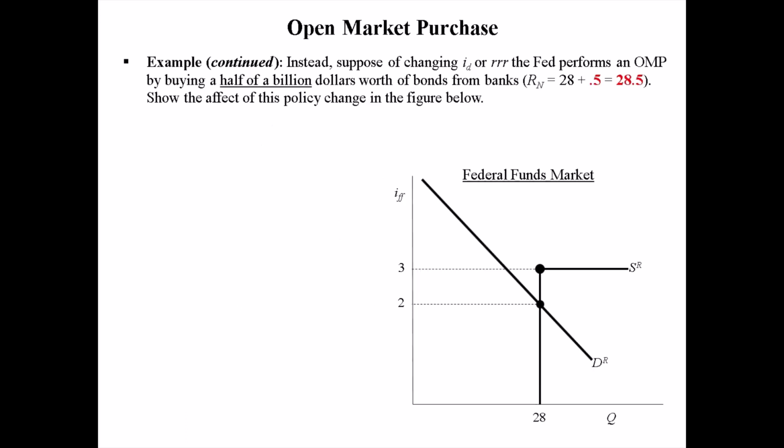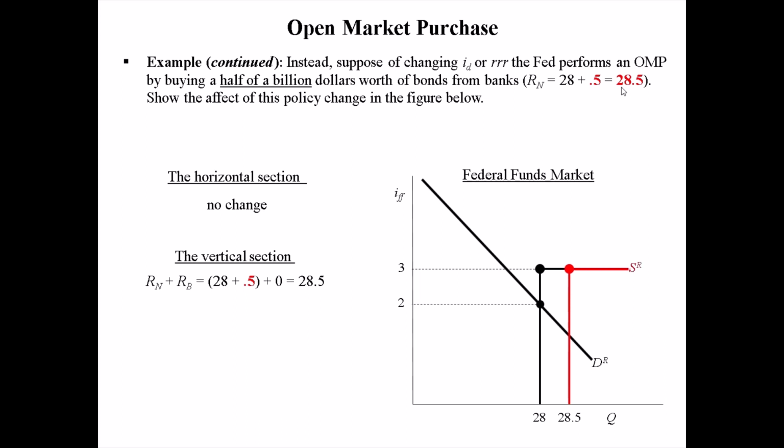So let's go through an example here. So the Fed is doing an open market purchase. It's increasing non-borrowed reserves from 28.5, right, by buying bonds from banks. Banks get cash, Fed gets bonds. So there's no change in the horizontal section, but the vertical section shifts the supply curve to the right. And the new equilibrium with our original demand curve that we derived is 1.5. So this is how the Fed pushes down interest rates from 2 to 1.5. Okay?